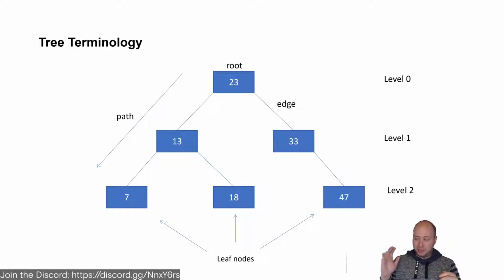You also measure the level, the depth of a tree, where level 0 is your root, level 1 is one depth, level 2 is two levels of depth, and a path is the path you would take to go from a particular root node to a given leaf node or node inside of the tree. And a leaf node is just a node with no children.